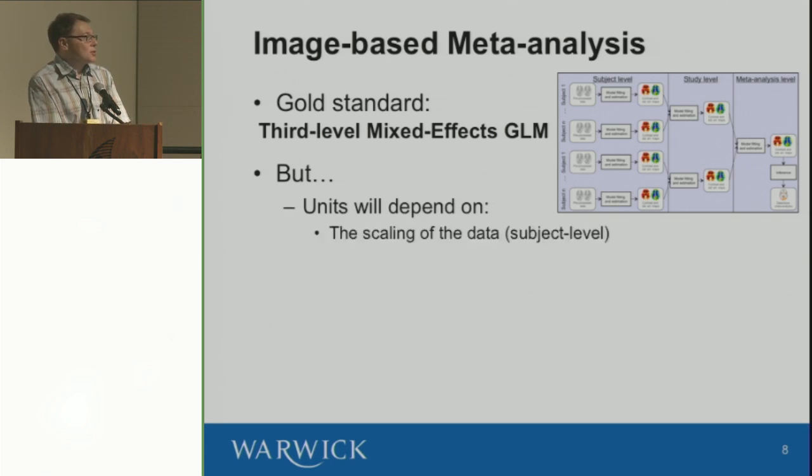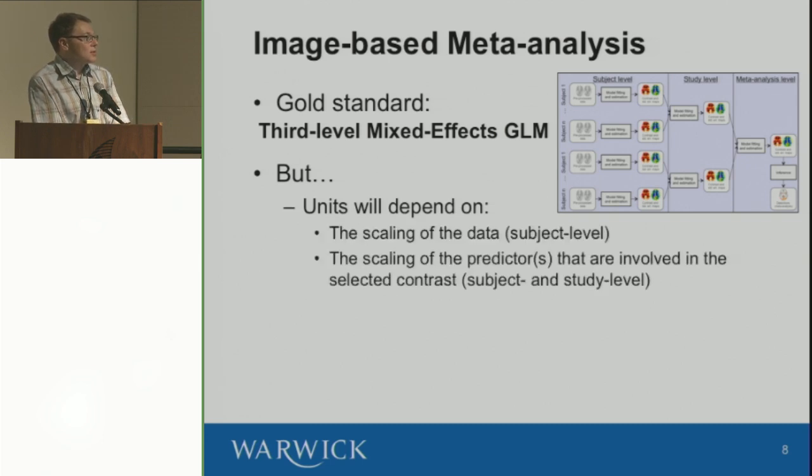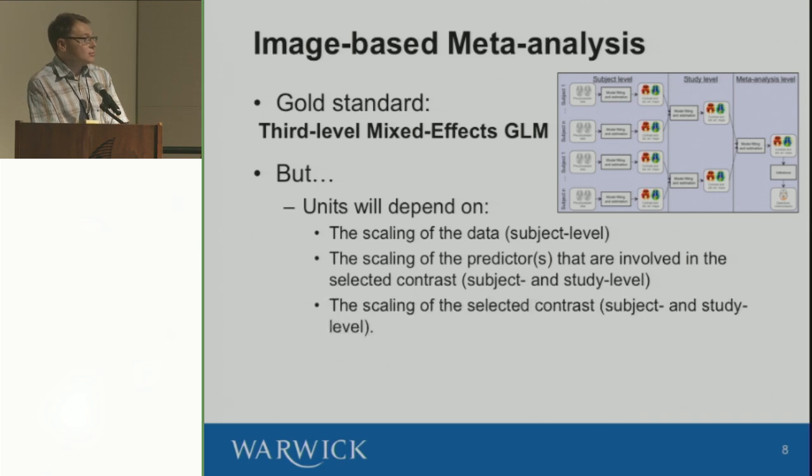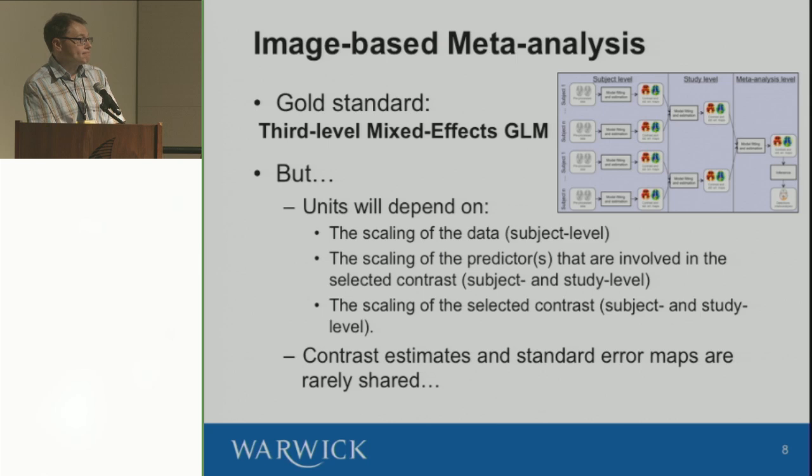Next is just a summary. So it depends on the scaling of the data, the predictors, and the contrast. Next. And so if you want to do this sort of gold standard approach, you have to make sure that all those things line up across all the different sources of data. Next. Of course, all this is kind of irrelevant if no one shares their original contrast data.